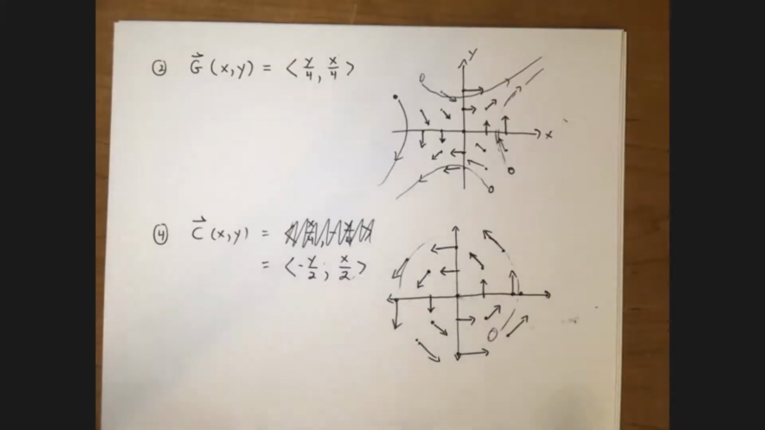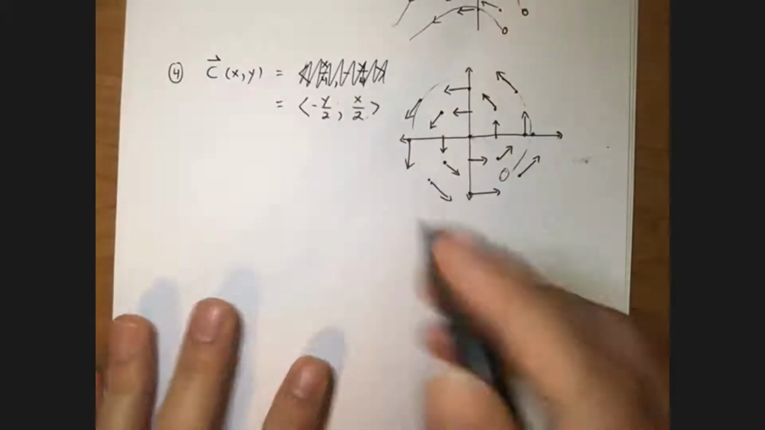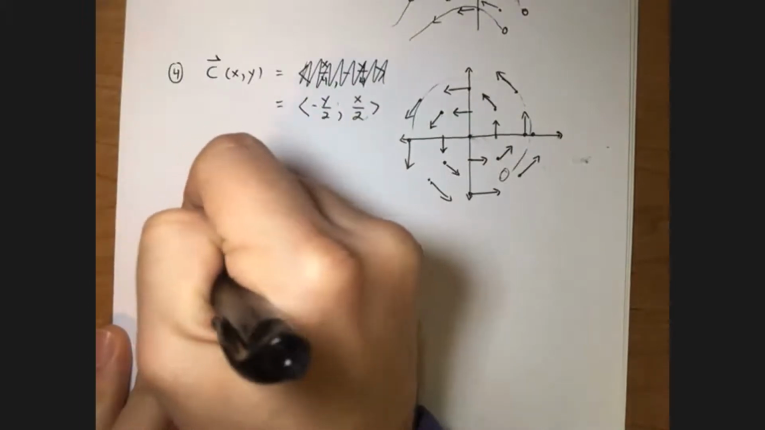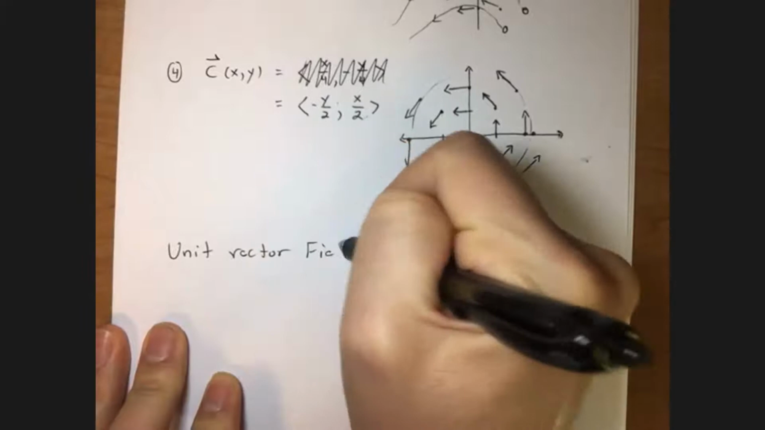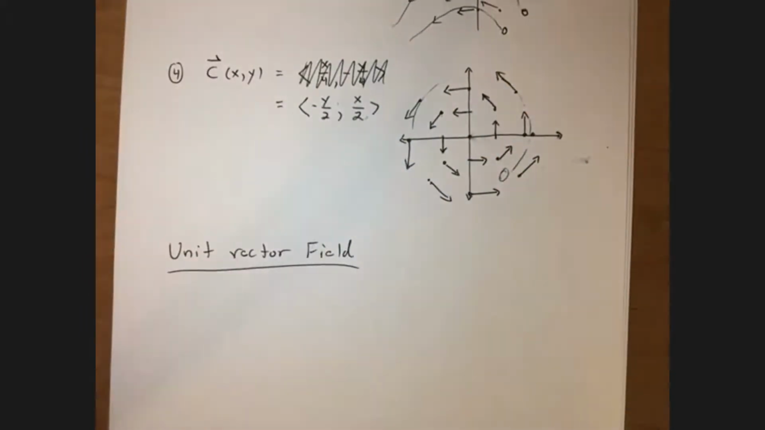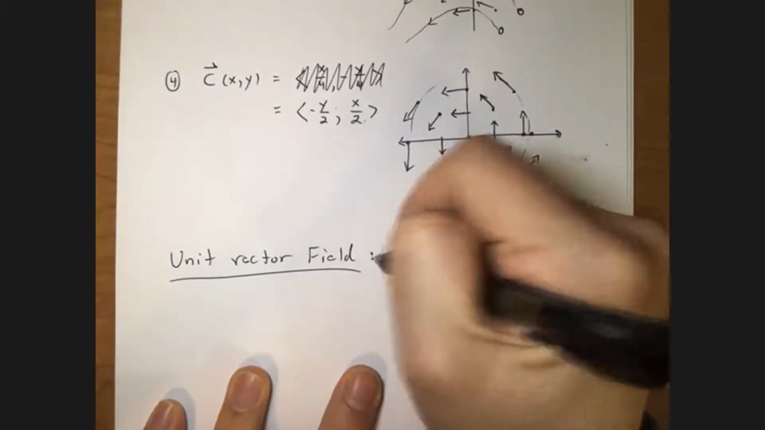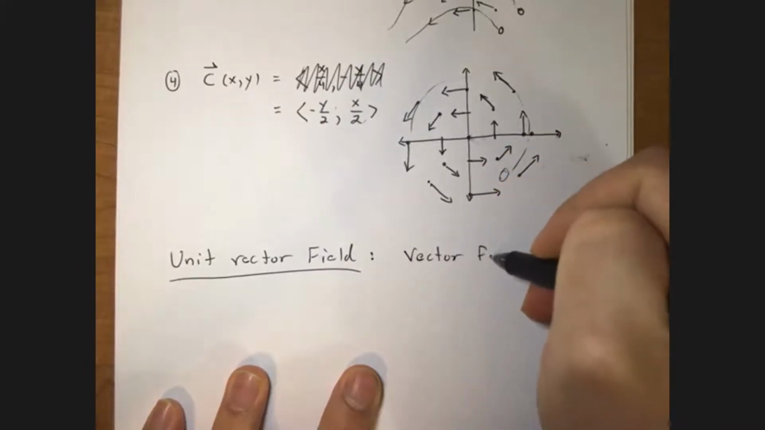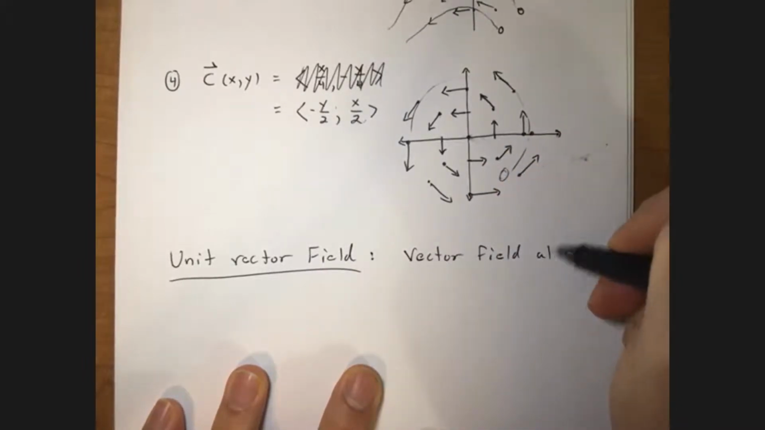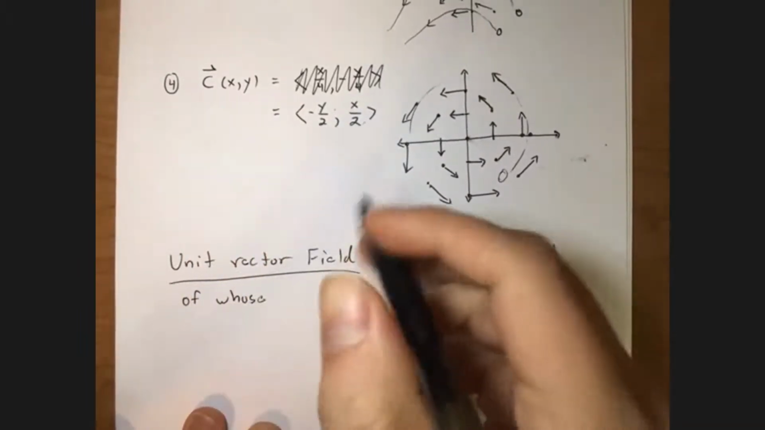So we talked about vector fields in 3D. Some other things we should talk about. I just want to mention some terminology. There's the idea of a unit vector field. A unit vector field is just a vector field of unit length, right? It's a vector field, all of whose vectors have length 1.